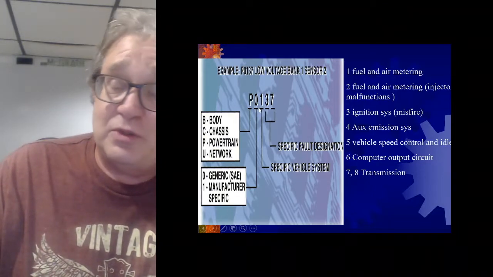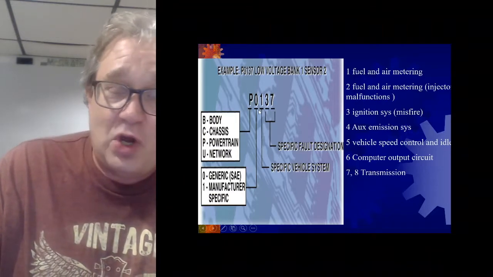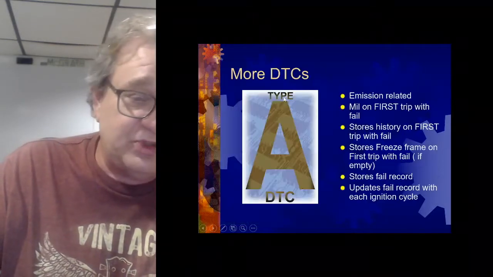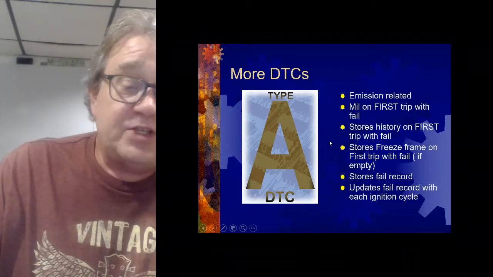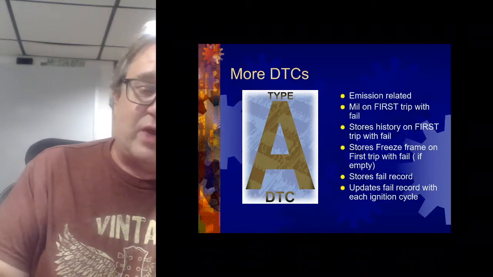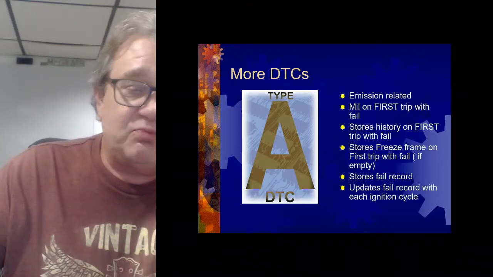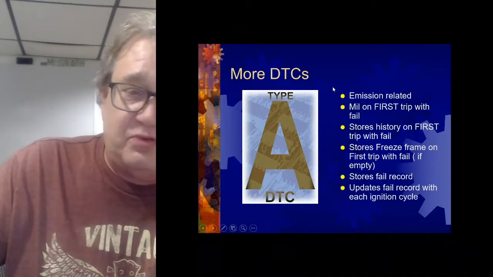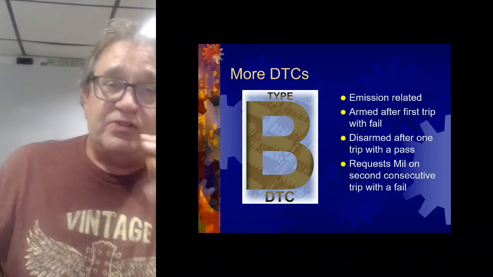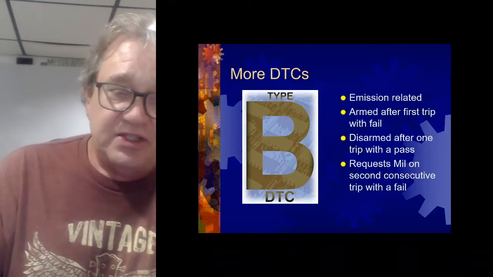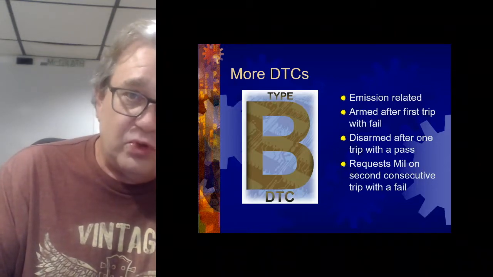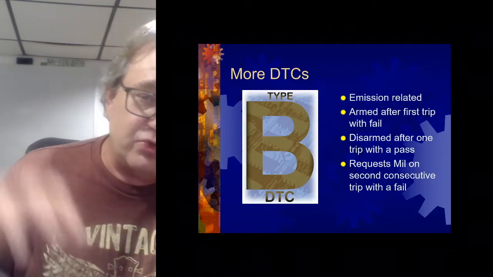Now, the nice thing about it is a P0301 on any car is the same on the generic side, but it can be anything it wants on the manufacturer-specific side. Anyways, all right. Type A DTCs. These are emissions related, blah, blah, blah, stores a freeze frame, stores a fail record, updates with each. This is really common, type of DTC. Then we get into the B-type DTCs. This is a two-step DTC. This requires an arm, it sees it as a problem, and then another trip with the same problem in order to mature into a code.